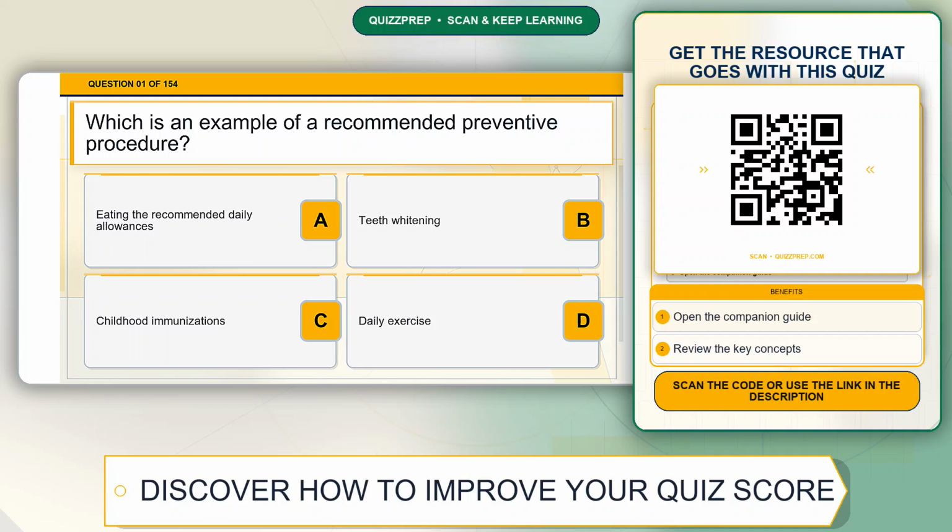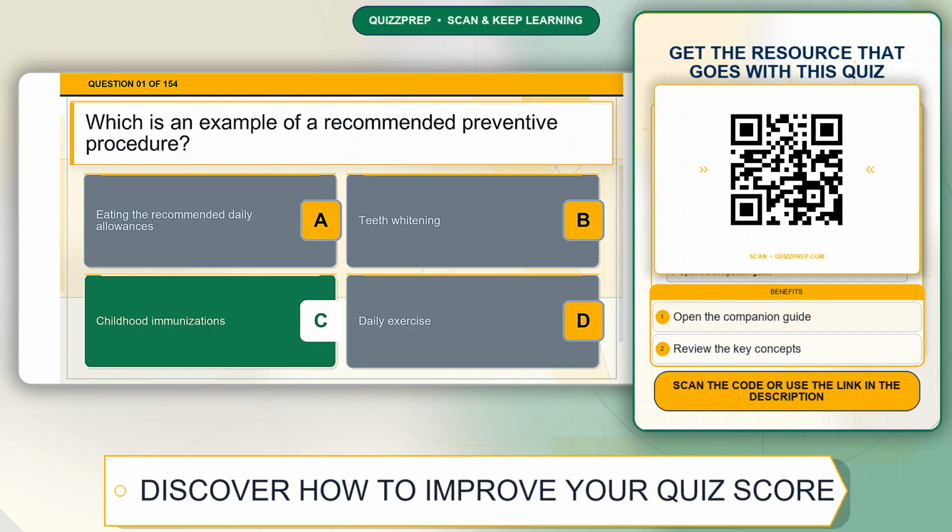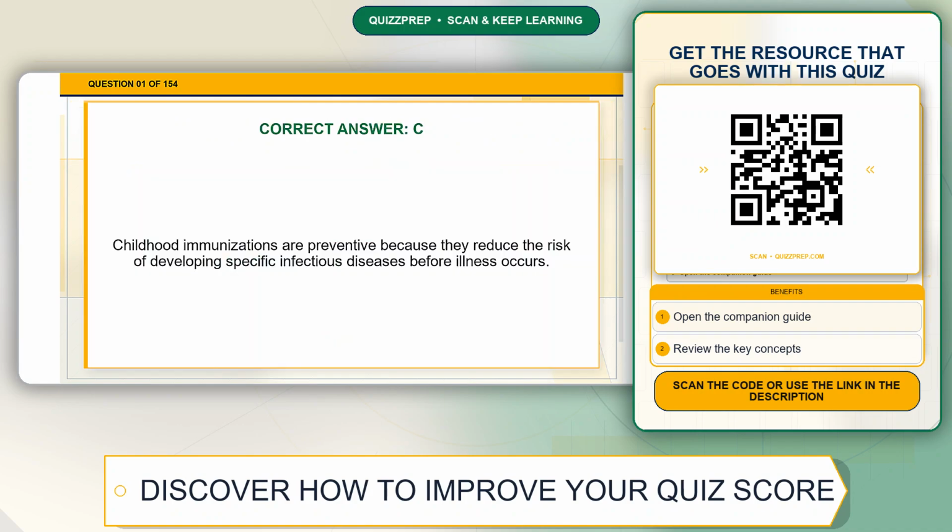Question 1. Which is an example of a recommended preventive procedure? Option A. Eating the recommended daily allowances. Option B. Teeth whitening. Option C. Childhood immunizations. Option D. Daily exercise. The correct answer is option C. Childhood immunizations. Explanation. Childhood immunizations are preventive because they reduce the risk of developing specific infectious diseases before illness occurs.